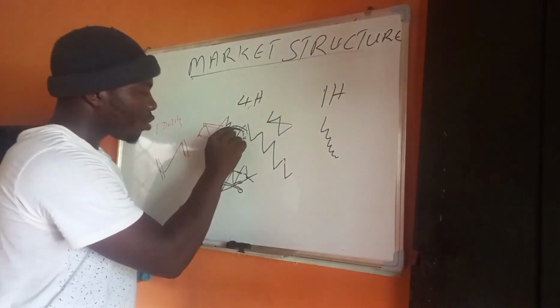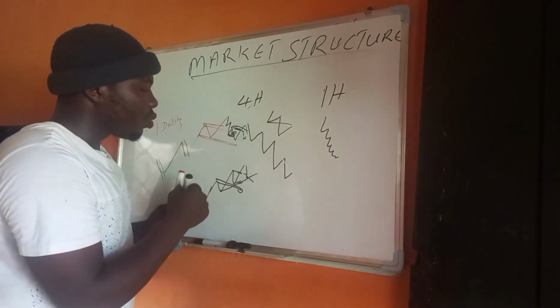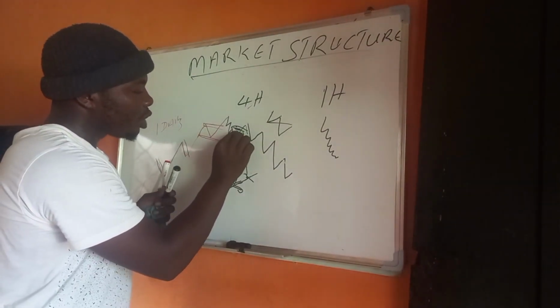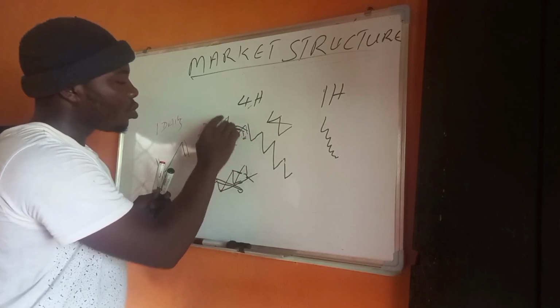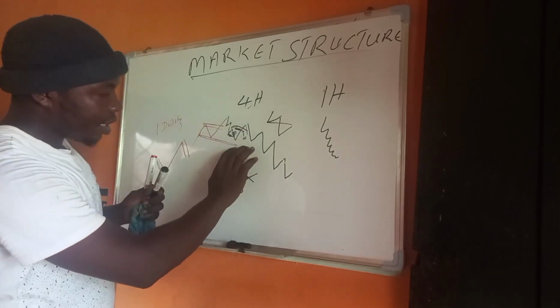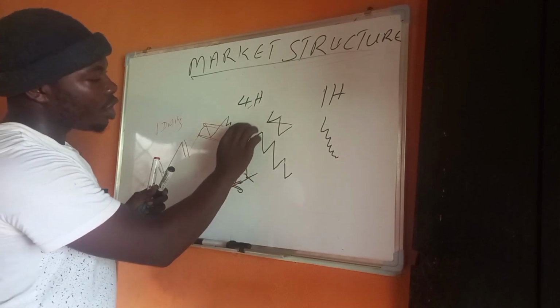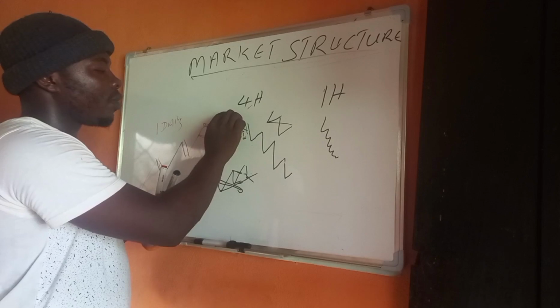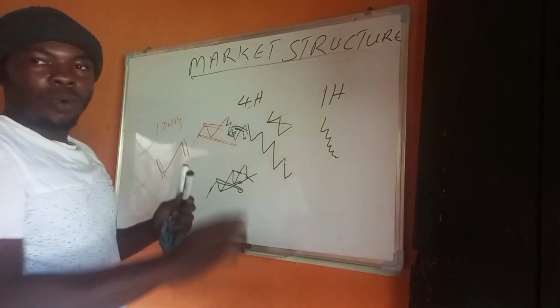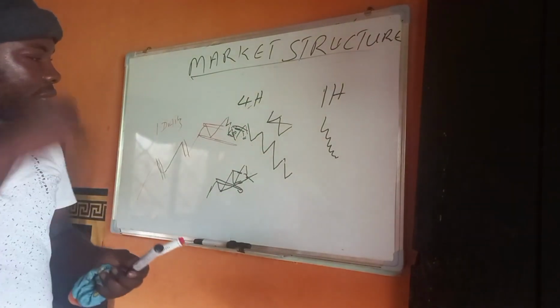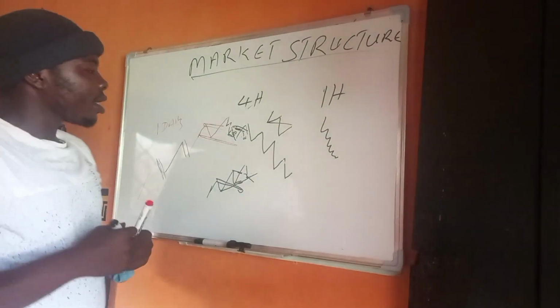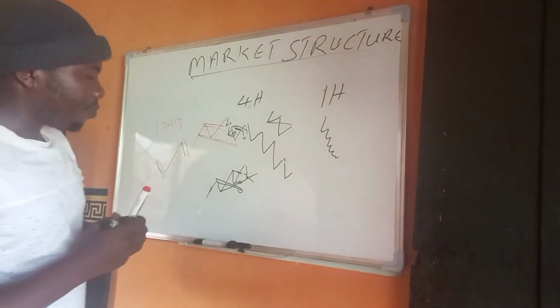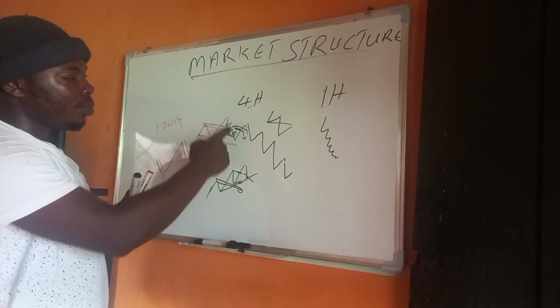So once you see a break of structure, once you see a shift of structure, there must be a shift of structure here for you to know that this pullback is over. The reason why you are waiting for a shift of structure is for you to see that this pullback here is over.